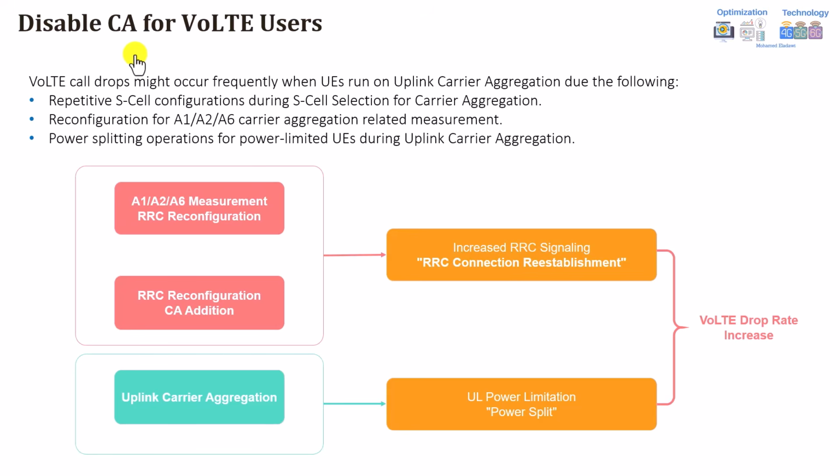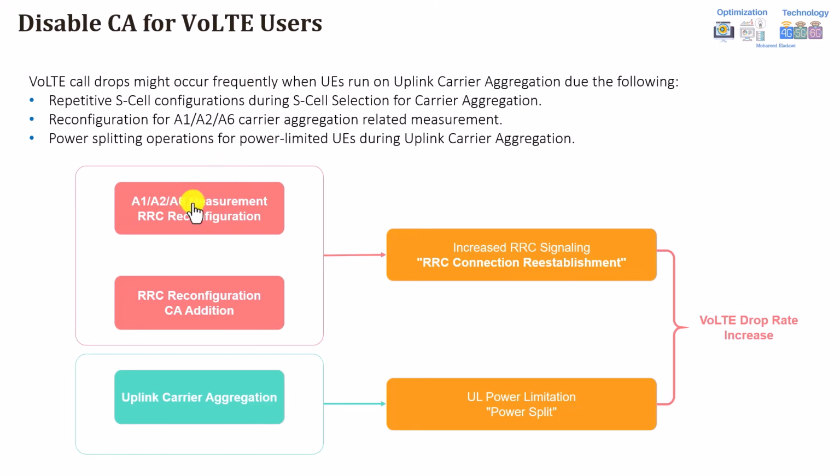So why does the operator usually recommend, or why is it in general recommended, to disable carrier aggregation? This is because carrier aggregation can have some impact on your call drop rate, especially for VoLTE. As you know, carrier aggregation in general requires the eNodeB all the time to deliver the A1, A2, A6 reports, which are related to carrier aggregation addition and removal, and carrier aggregation cell change, for example, secondary cell change.